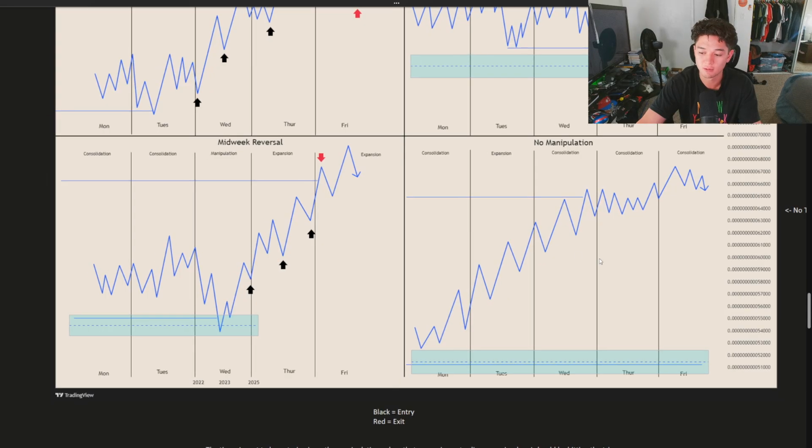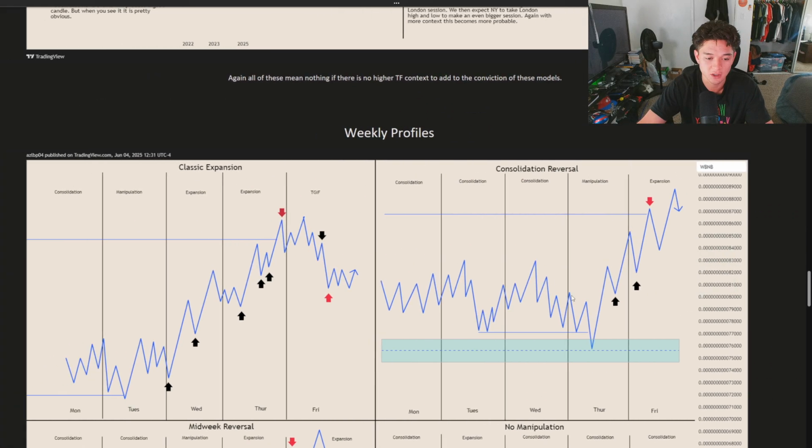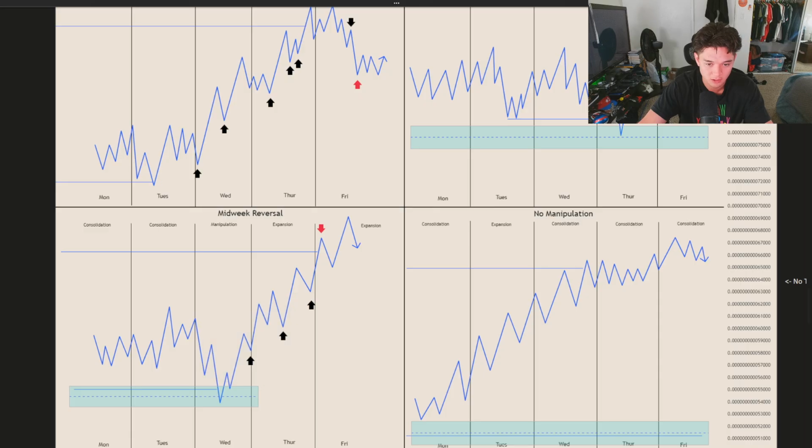Then we have midweek reversal, which is pretty similar to consolidation reversal, except it happens on Wednesday. Monday, Tuesday consolidate. Wednesday then does the manipulation. And then we get expansion. And probably not a clean TGIF model. But I do like this as well.